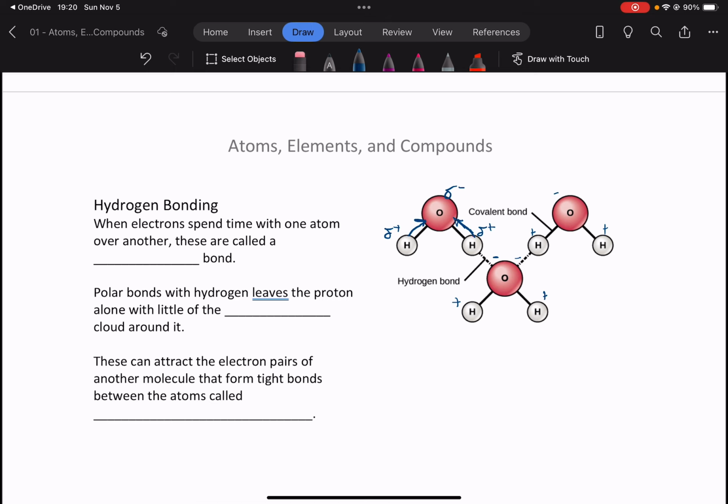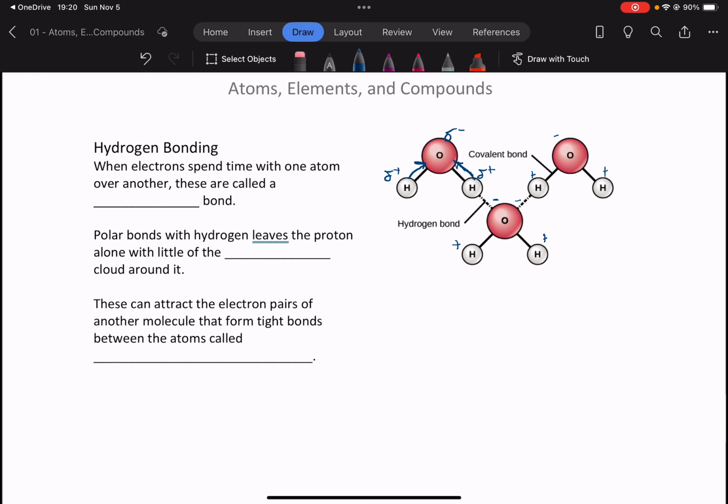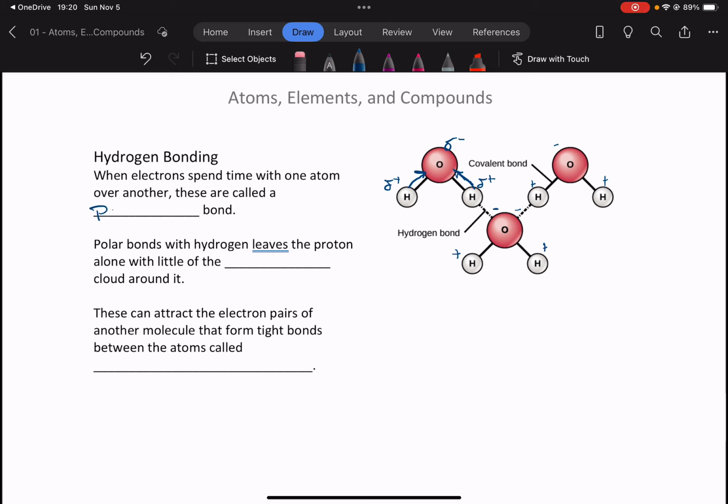Okay, so again, let's just talk about this for example. When electrons spend more time with one atom than the other, it's called a polar bond. And remember that the electrons are a cloud. We use the term a cloud. And so a polar bond with hydrogen just pulls that circular cloud away from the hydrogen, leaving that little proton exposed. So you've got that pure positive thing pointing out there.